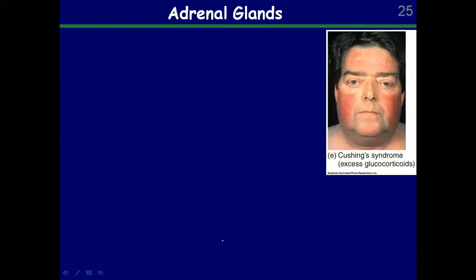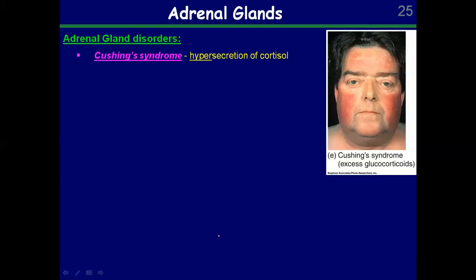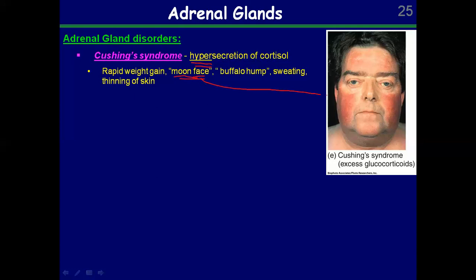There are a number of adrenal gland disorders. For example, Cushing's syndrome is hypersecretion of cortisol, so the adrenal glands produce too much cortisol, causes rapid weight gain, this classic kind of moon face where the face is kind of rounded. Buffalo hump, which is a kind of a hump in the back, increased sweating, thinning of the skin. These are all signs of Cushing's syndrome.